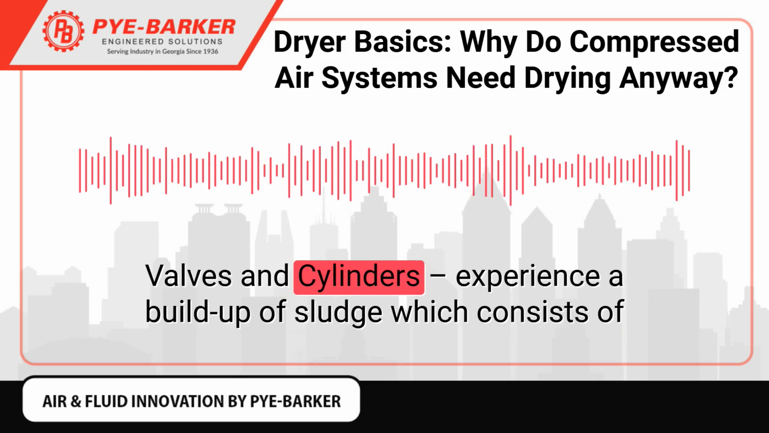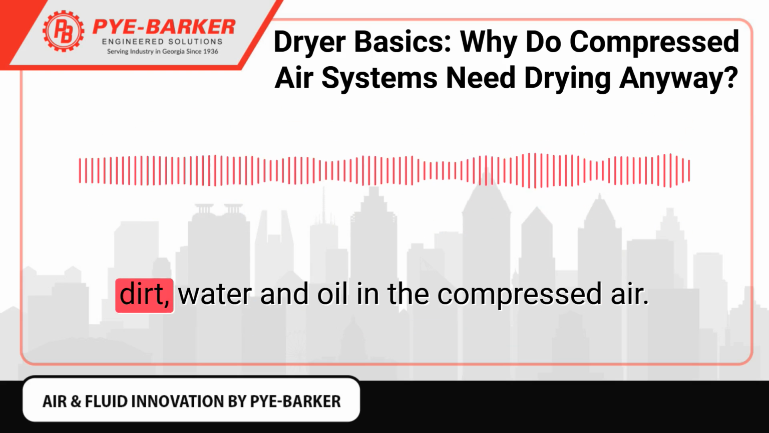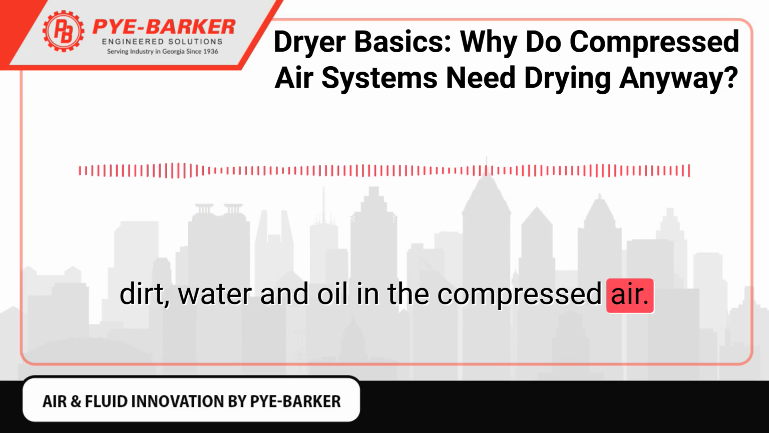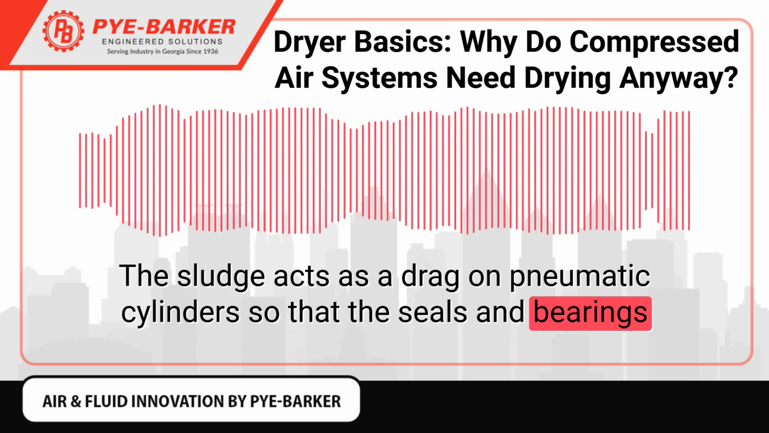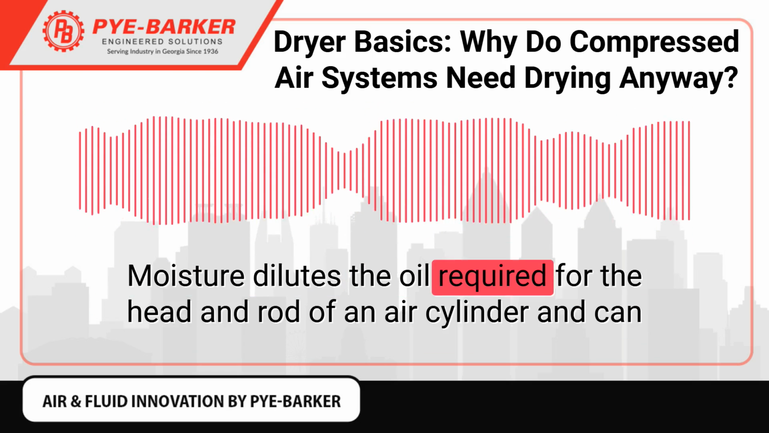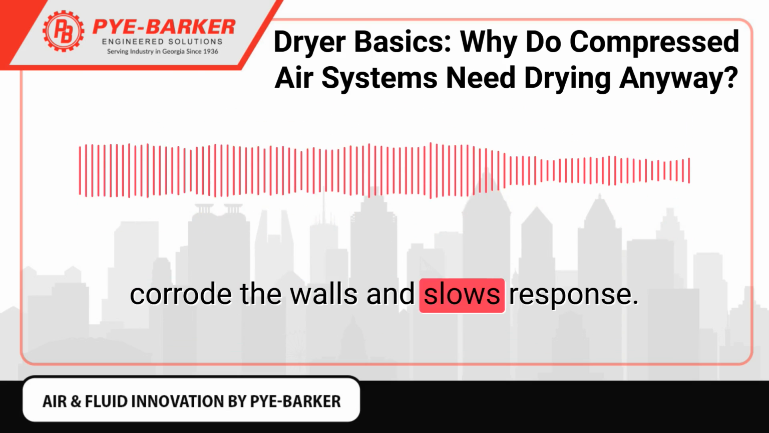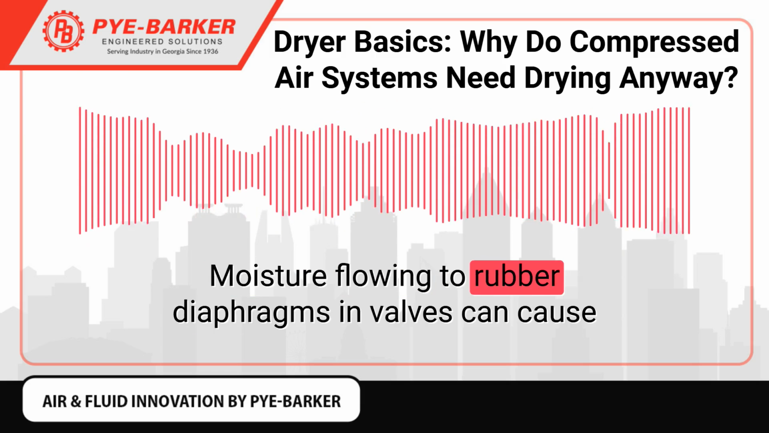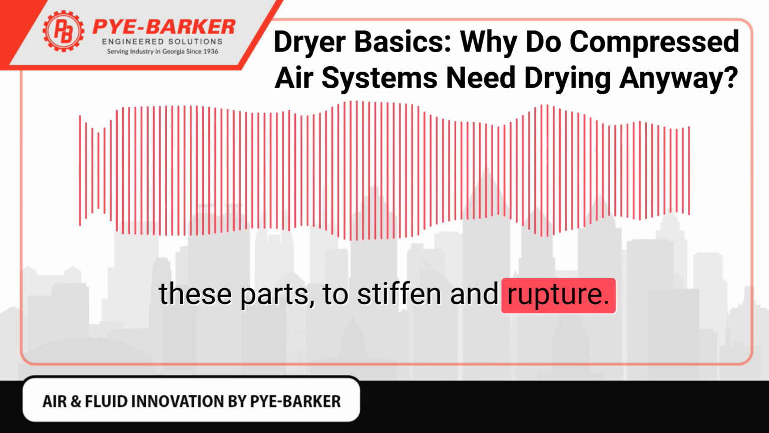Valves and cylinders experience a buildup of sludge, which consists of dirt, water, and oil in the compressed air. The sludge acts as a drag on pneumatic cylinders so that the seals and bearings need more frequent maintenance intervals. Moisture dilutes the oil required for the head and rod of an air cylinder and can corrode the walls and slow response. Moisture flowing to rubber diaphragms and valves can cause these parts to stiffen and rupture.